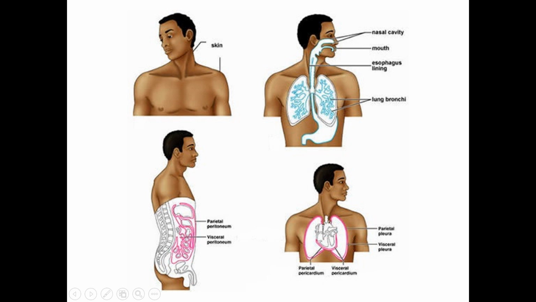So here are the answers. Those cavities, nasal and oral mouths, are open to the outside, so they will be covered with mucous membranes. Our skin is a cutaneous membrane, and those two pictures show you serous membranes, peritoneal and pleura, and those are not open to the outside.